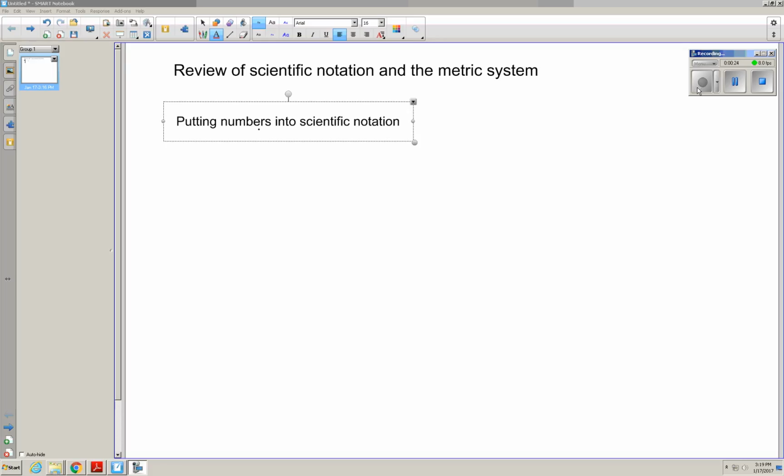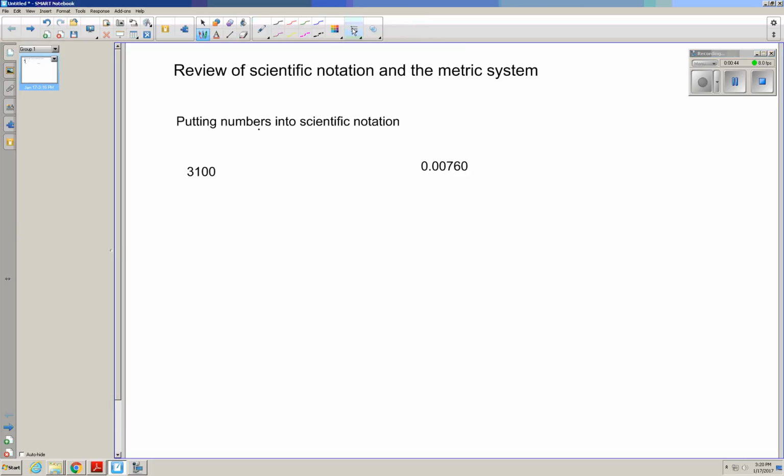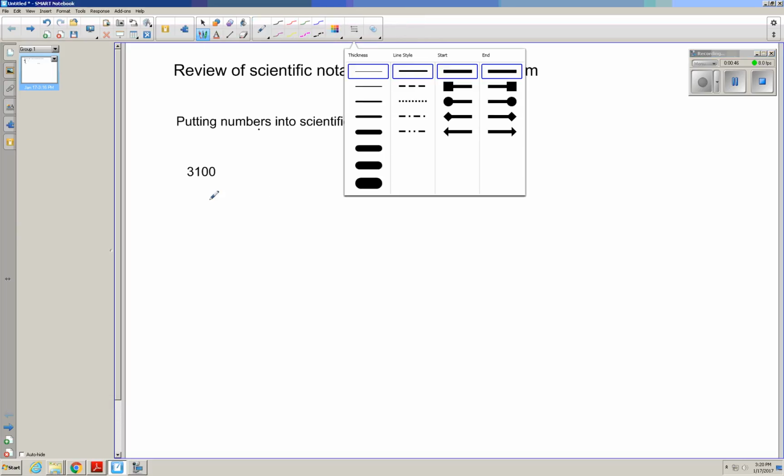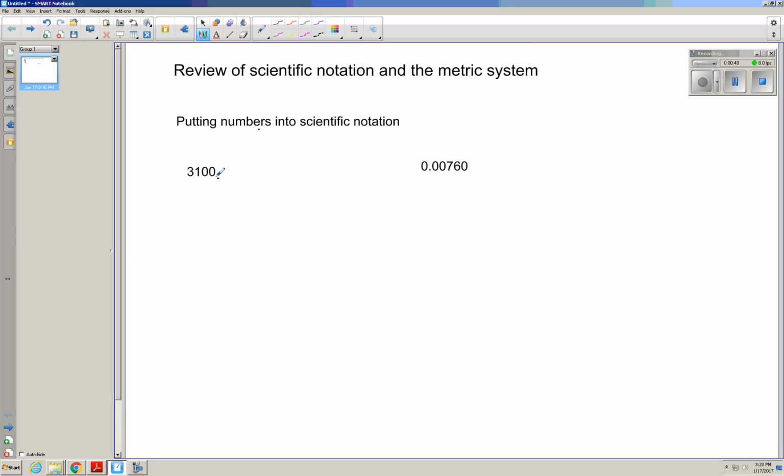So let's first start off by just putting numbers into scientific notation, all right? Let's start with a couple numbers. I want to choose two, a big one and a small one. So I have two numbers here, 3,100 and 0.00760. Just because I'm not quite sure where you're at, if I want to put these numbers in scientific notation, the first thing I do anytime is take a look at where the decimal is in this number. And even though there is no decimal here, I know that this is where the decimal has to be.